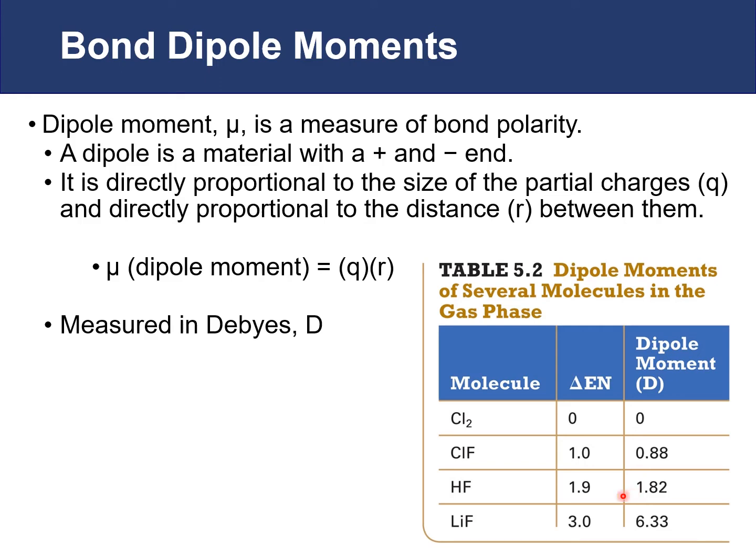If we look at an ionic bond, like lithium fluoride, lithium is a metal, fluorine is a nonmetal. Fluorine is very electronegative, lithium is not. And so the difference between the two in terms of electronegativities is 3, which gives us a very large dipole moment of 6.33. So this bond would be very, very polar. In fact, it's an ionic bond. You have a plus end and a minus end. The plus end is the lithium, the minus end is the fluorine, and the electron is completely transferred from the lithium to the fluorine, giving you a very strong dipole for the bond.